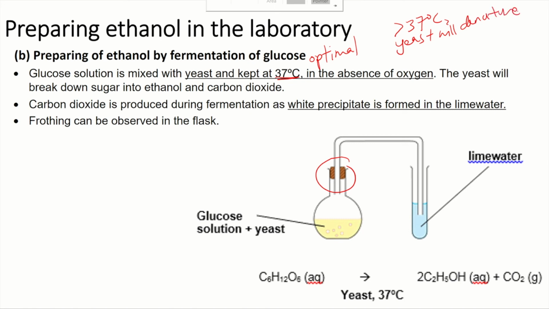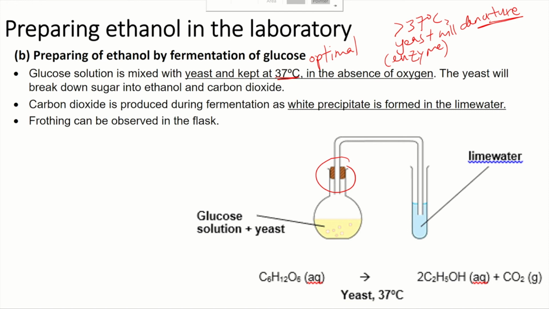Because yeast is a form of enzyme. Enzymes are like our proteins. So in our body, when our body temperature is too high, the enzymes in our body also cannot work. They will denature. So that's why it's important to keep at this temperature. And during this process, they will produce carbon dioxide and ethanol.